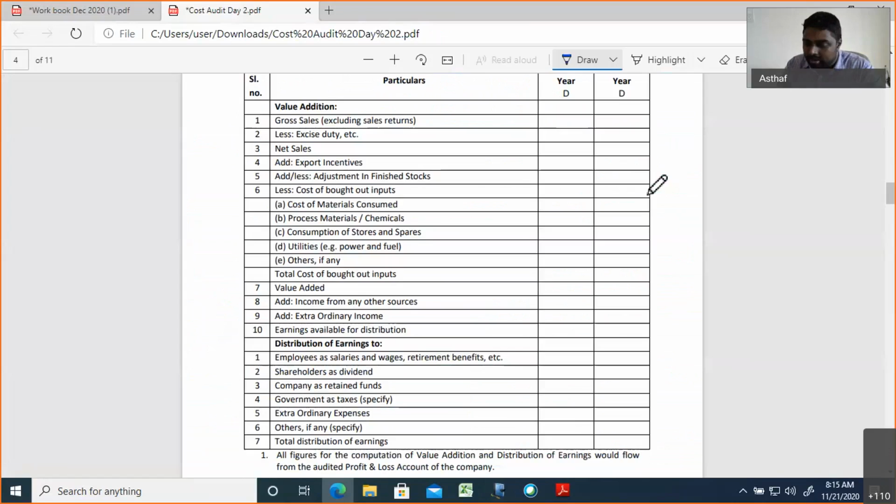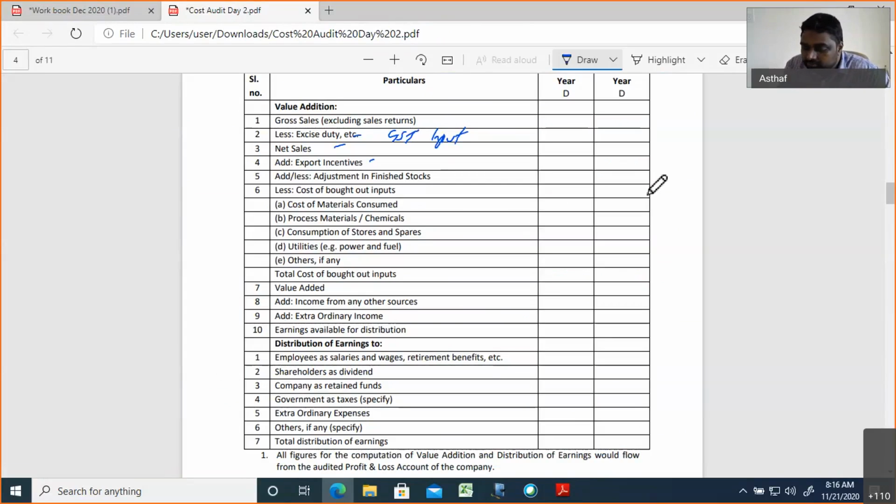In our format, if there is any excise duty, generally this will be replaced with GST input in your format. This will be replaced with GST input for your exam. So you have to get net sales. You have to add export incentive. Export incentive means MIS scheme or duty drawback passport scheme. All those are export incentives only.